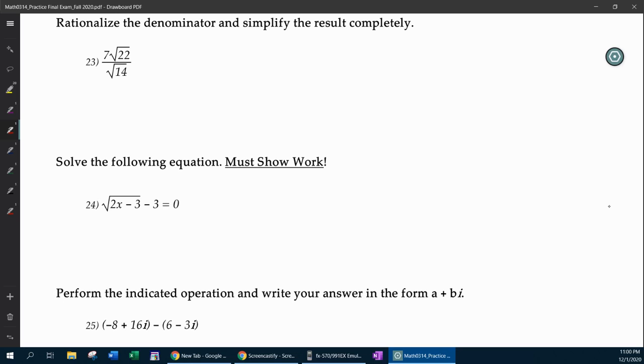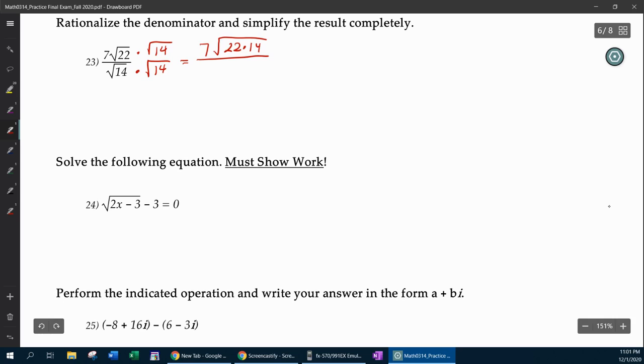Since I have a monomial in the denominator, to rationalize, I simply multiply the top and bottom by the square root of 14, and that's going to give me 7 square root of 22 times 14. Remember, if you have the same index, which these are both square roots, you can multiply the radicals together by multiplying the stuff underneath. So that puts that into a single square root, 14 times 22, over the square root of 14 times 14. Again, those both go under the same square root.